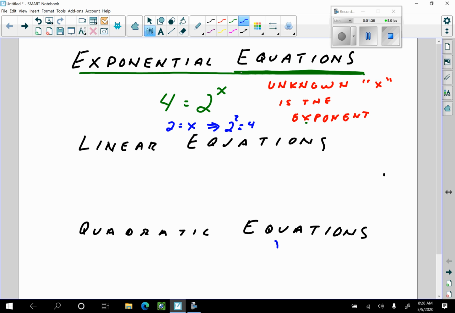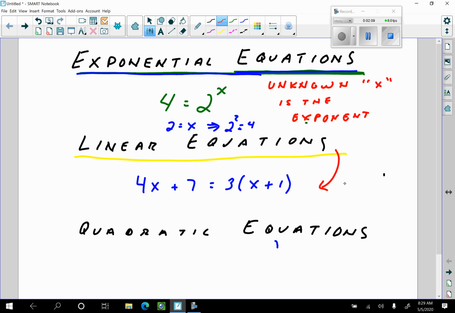So this is going to be new and exciting ground, exponential equations. They're going to be very prevalent next year in pre-calculus. And what kind of equations have we solved thus far? Thus far in our math toolbox, we've learned how to solve linear equations. We've been working on linear equations for a long time. 4x plus 7 is equal to 3 times (x plus 1). We're not going to solve that, but everybody could solve this equation if they had to. This is called a linear equation. They are easy to solve.